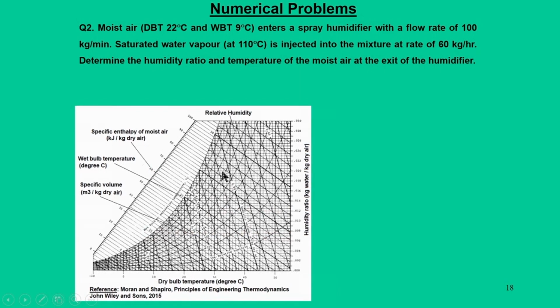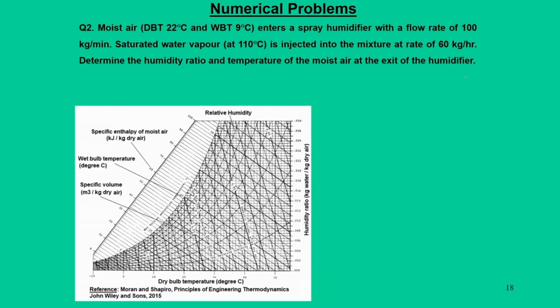The next problem is on a spray dehumidifier. So, this is again a spray humidifier, and here the data that is given: moist air with a DBT of 20 degree centigrade and WBT of 9 degree centigrade enters the spray humidifier with a flow rate, and saturated vapor at 110 degree centigrade is injected into the mixture at a rate of 60 kg per hour. We have to calculate the humidity ratio and temperature of moist air at the exit of the stream.